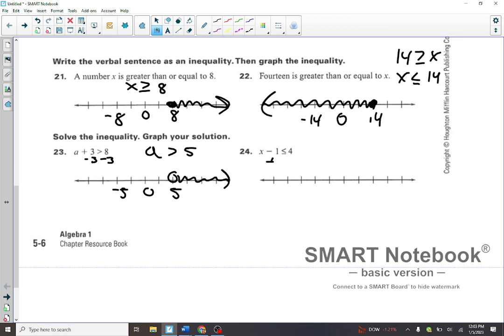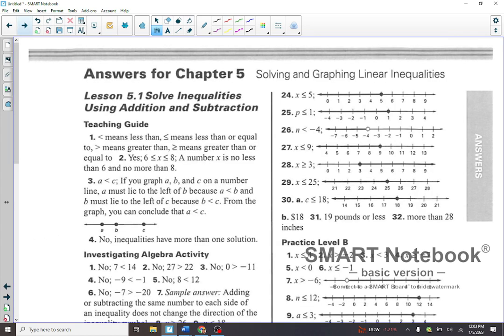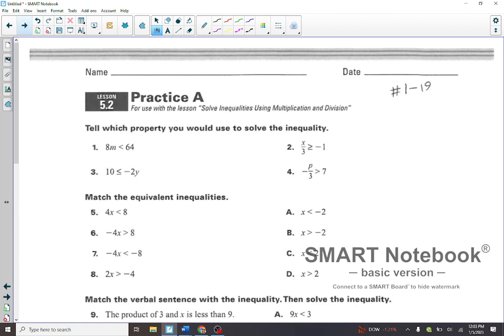Plus 1, plus 1. X is less than or equal to 5. 0, negative 5, plus 5. X is on 5, so that's a closed circle because it's less than or equal to, to the left. On your worksheet, every page should have the answers on the back, so you can always flip to the back.